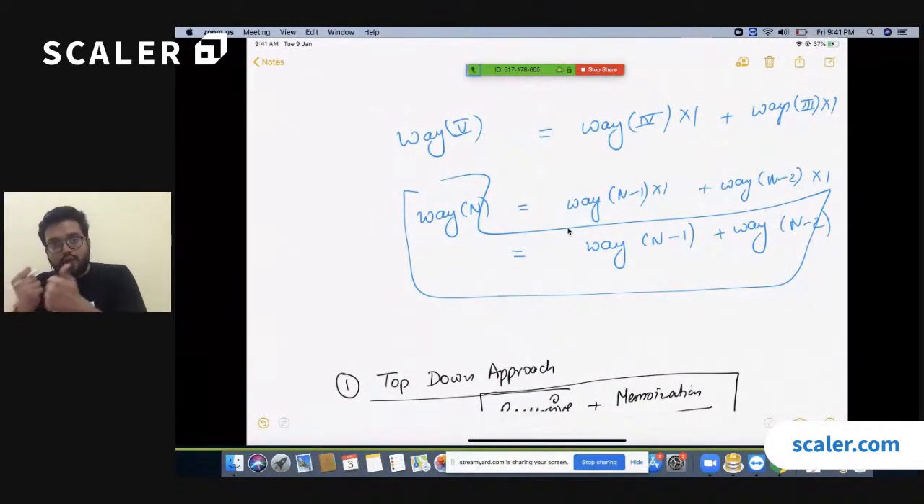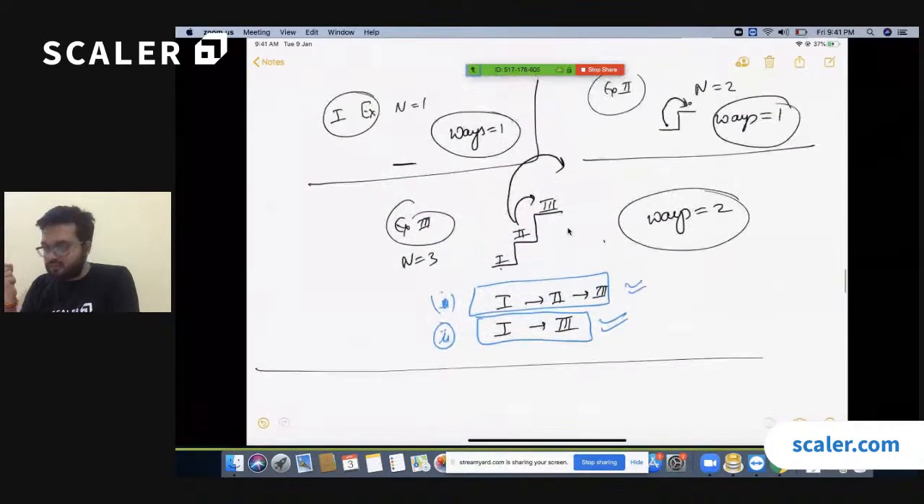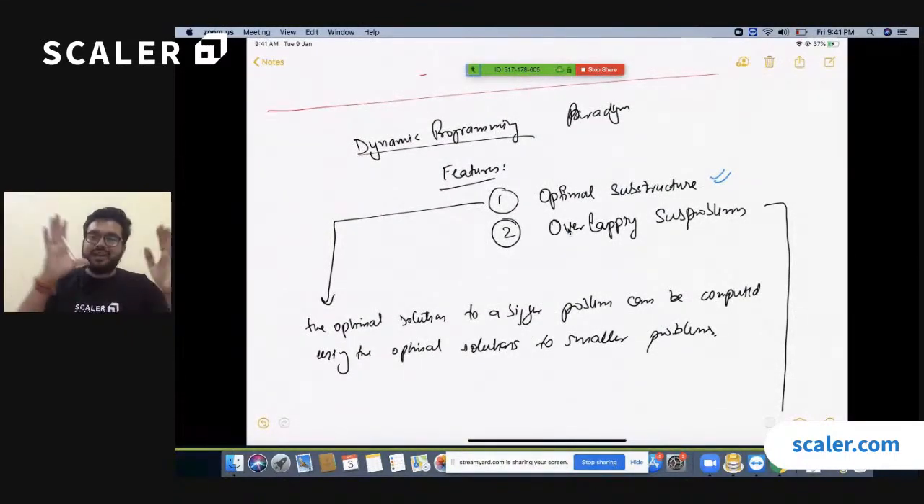we made sure that all of us understand that DP problems show the features of optimal substructure, that is a bigger problem being divided into smaller problems, and utilizing the answers to smaller problems to solve the bigger problem. This is the first feature that problems being solved using dynamic programming paradigm should have.